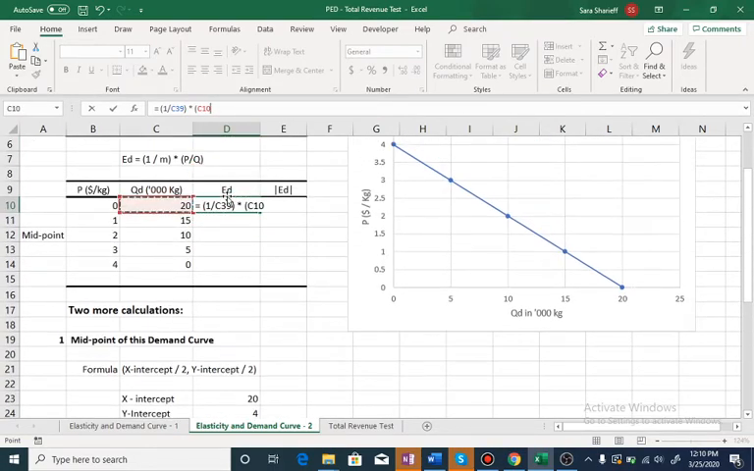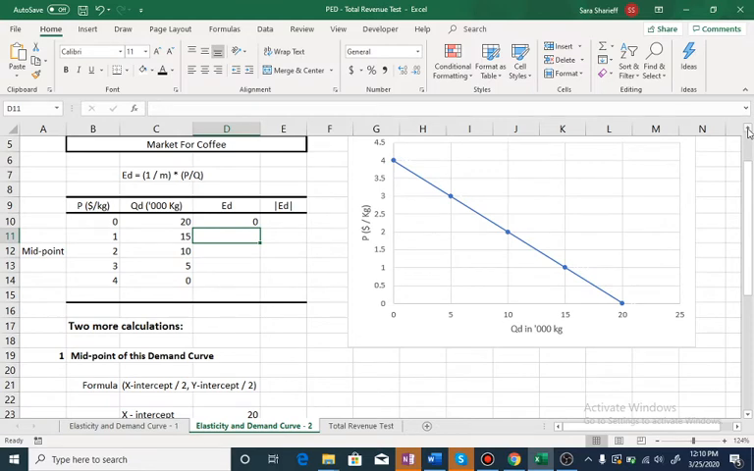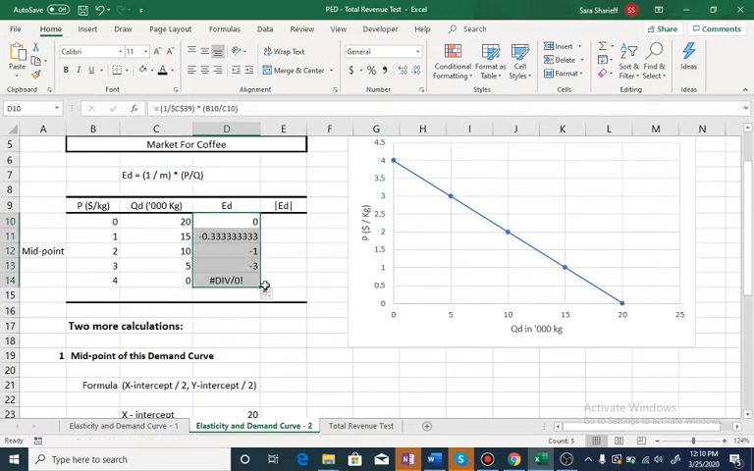I'm just plugging these values in the formula, right? Price divided by quantity. So when price is 0 and quantity demanded is 20, your price elasticity of demand is equal to 0. Why is that? Because here price is 0 and price appears in the numerator of this expression. Every time 0 appears in the numerator, the answer is always 0, right? Now apply this formula on all data points to calculate price elasticity of demand at all data points, right?